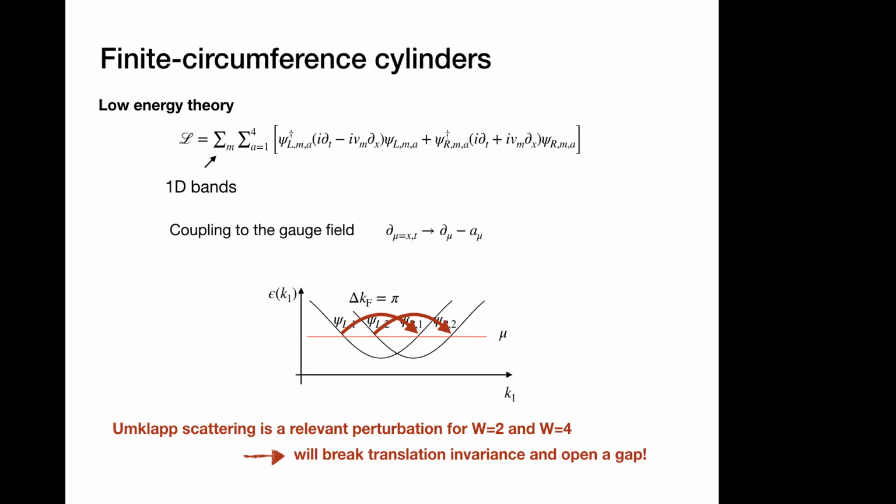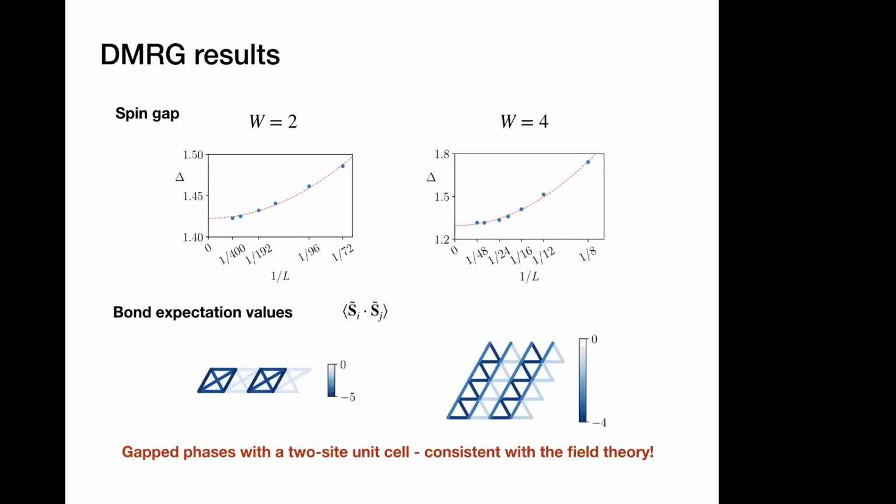Now, such a perturbation would break translation symmetry and open a gap in the system. And this is indeed what we see in our DMRG results for width 2 and 4 cylinders. Looking at the spin gap, we see that it's finite, and looking at the bond expectation values, we see a pattern which breaks translation invariance. In both of these cases, these are just the middle 4 rungs out of a larger cylinder. You can see that also in the middle of the cylinder, there is a clear two-site unit cell which is formed, which is consistent with the field theory prediction.